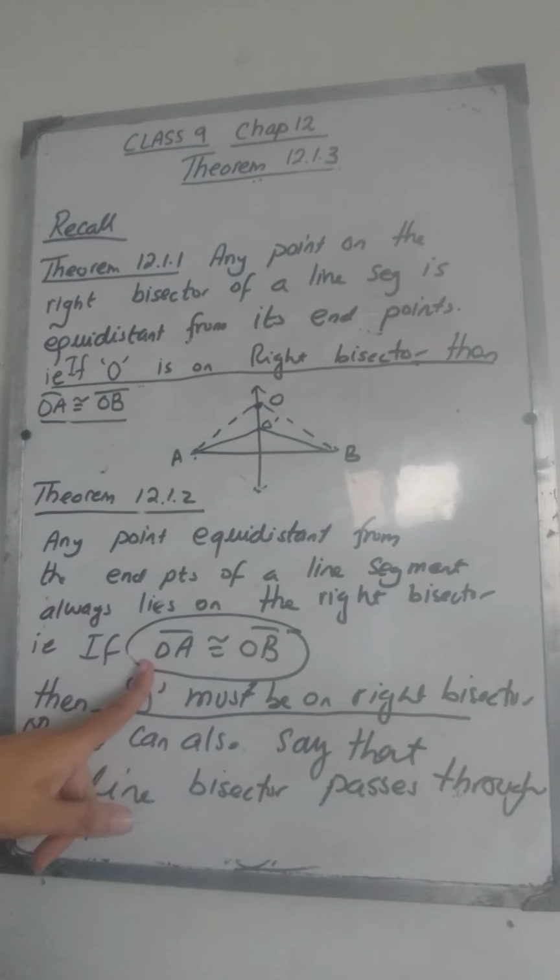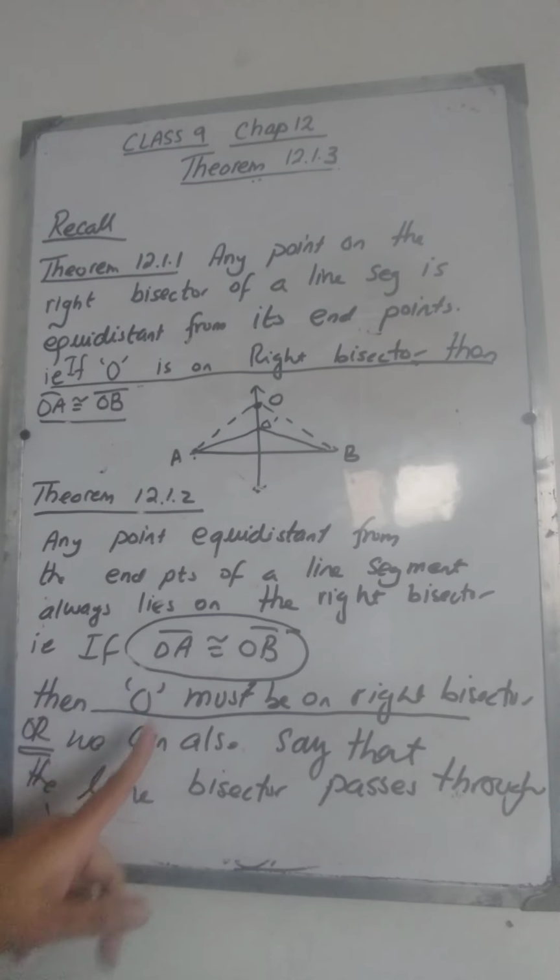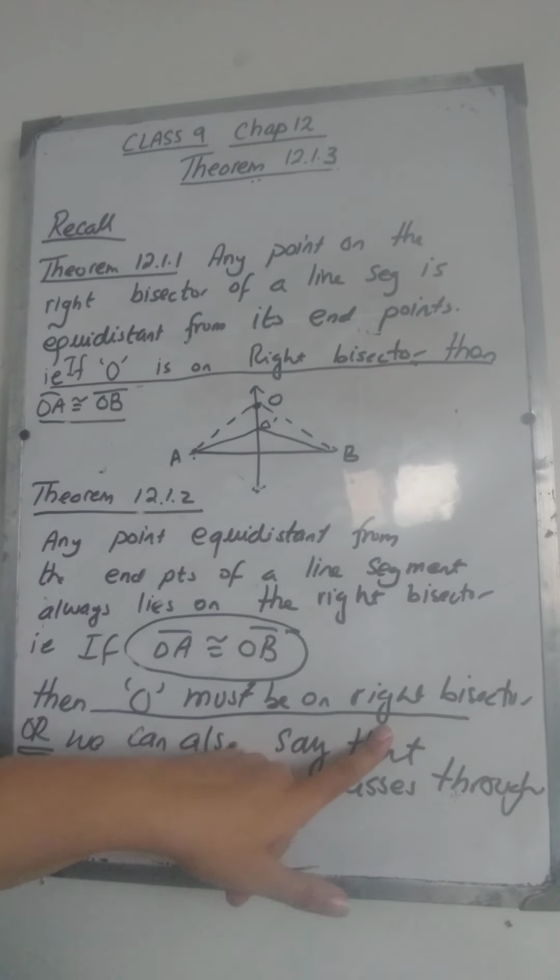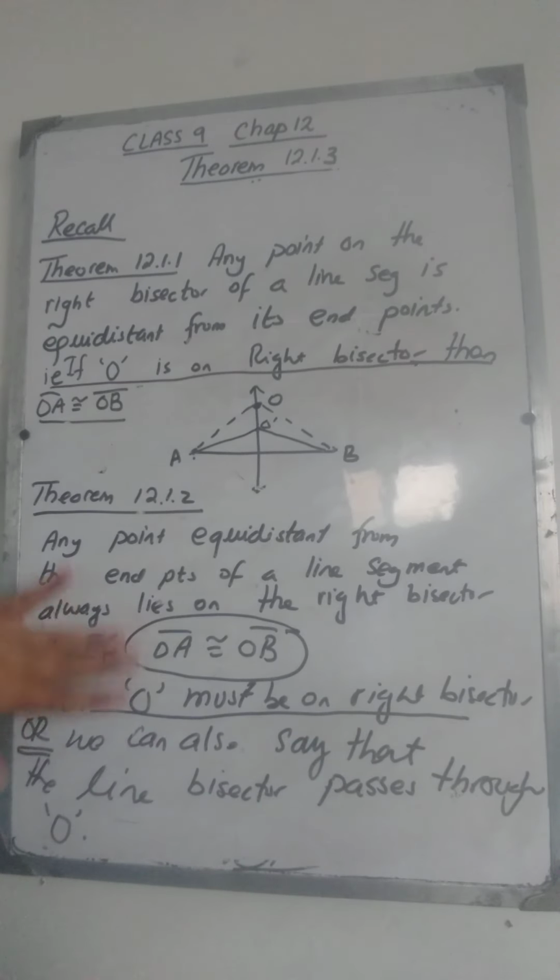If you know that OA is congruent to OB, then you can easily write that O must be on the right bisector. So both these statements are true in both ways. If O is on the right bisector, then it will be equidistant. If a point is equidistant, then it will be on the right bisector. Both the statements are true in either way, whether you go from this point to this point, or from this point to this point, both the statements are reverse and true.